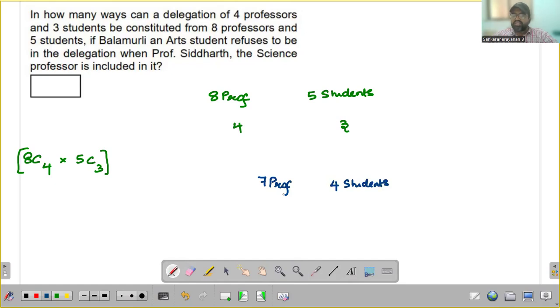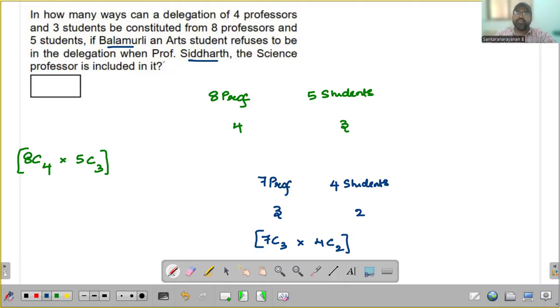What is the job from the remaining 7 professors and the remaining 4 students? We need to select 3 more professors and 2 more students. This is the case where we are considering Balamurali and Professor Siddharth together. Got it? So the number of ways this can be done will be 7C3 into 4C2. So this many instances are there wherein Balamurali and Professor Siddharth are together in the delegation. But that is not possible. That's what it is said.